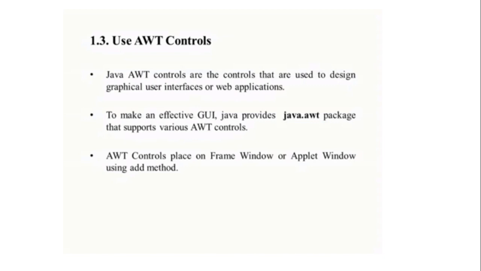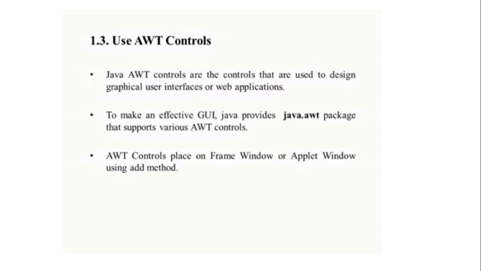Next, to make an effective GUI, Java provides java.awt package that supports various AWT controls. Means what? We are using various AWT controls and they can be added using java.awt package. Means java.awt package contains various AWT controls that we will see after.